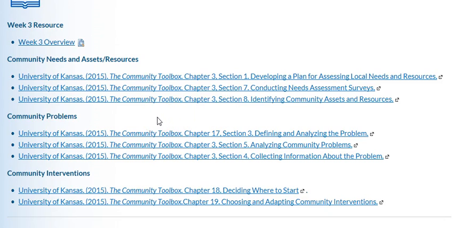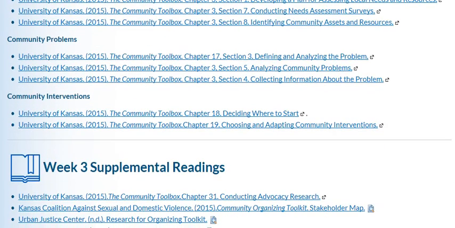We have community problems, also through the University of Kansas Community Toolbox, Chapter 17, Section 3, Chapter 3, Section 5, and Chapter 3, Section 4. And in terms of community intervention, again using the toolbox, Chapter 18 and Chapter 19.